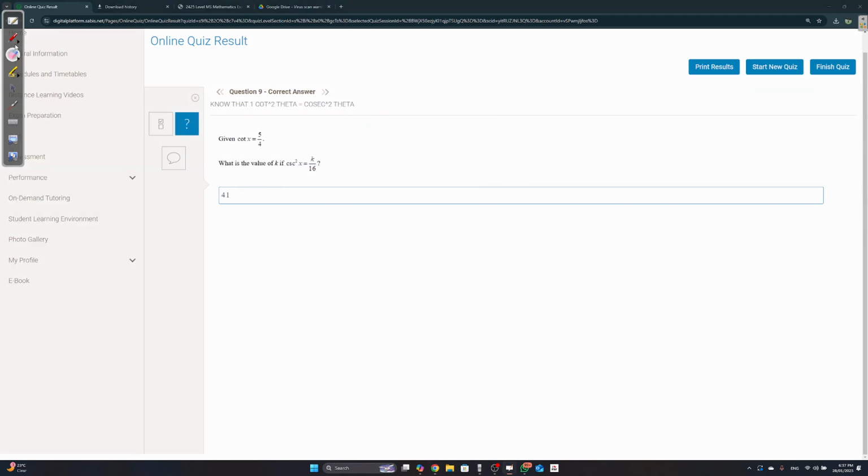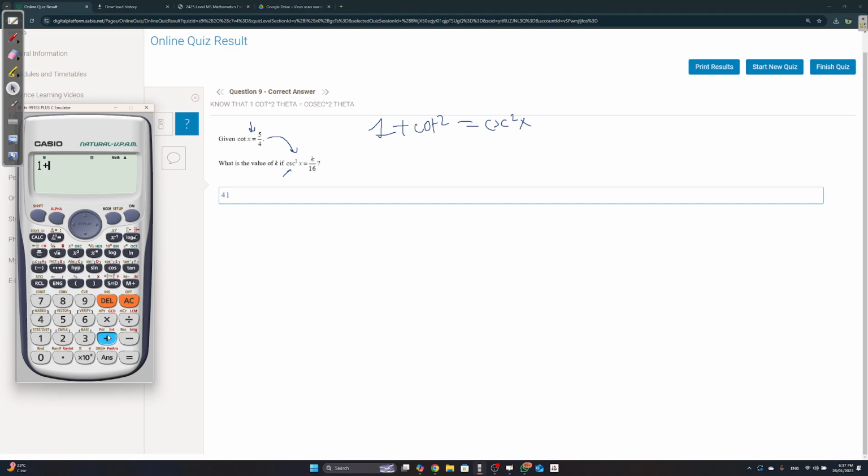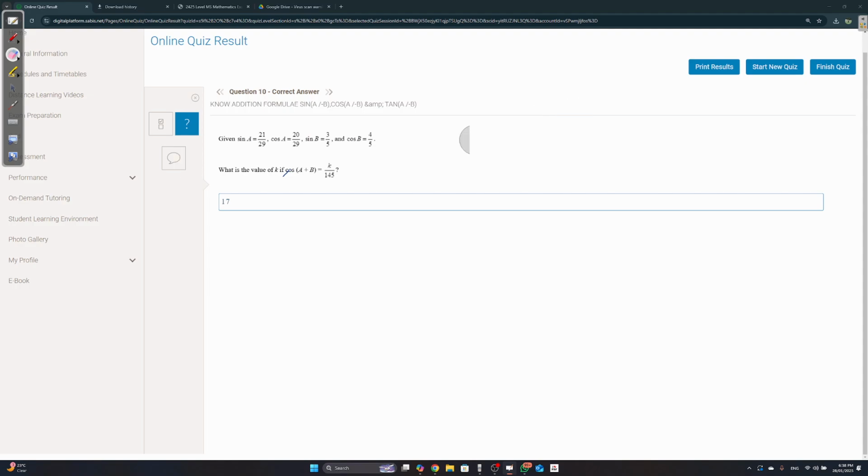Extremely easy. Question 9. Given that cotangent x is 5 over 4, what is the value of k if cosecant squared x is k over 16? How do you relate cotangent to cosecant? We know 1 plus cotangent squared x is equal to cosecant squared x. So cosecant squared x is just 1 plus cotangent squared. So 1 plus 5 over 4 squared. So it's going to be 41. K is 41.